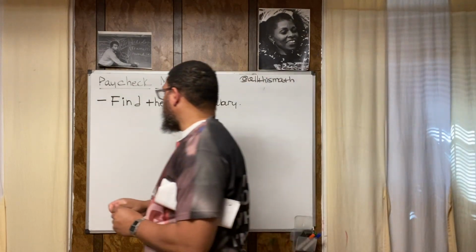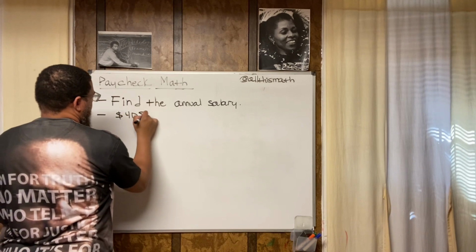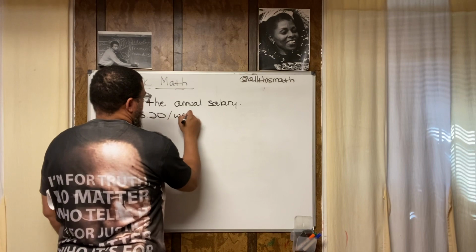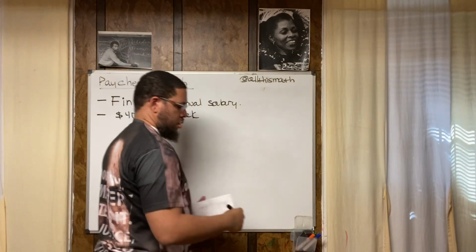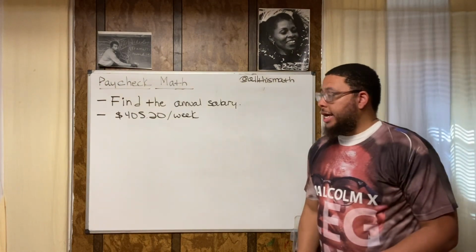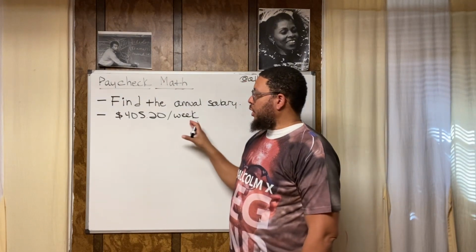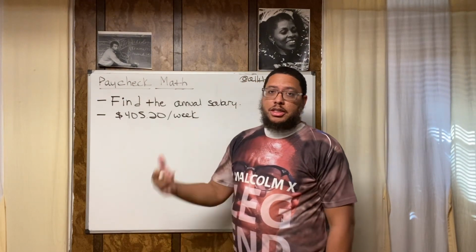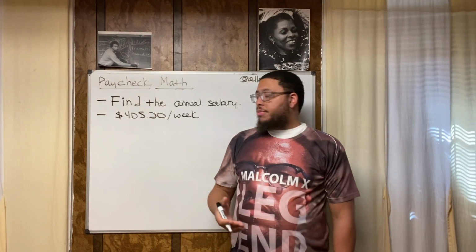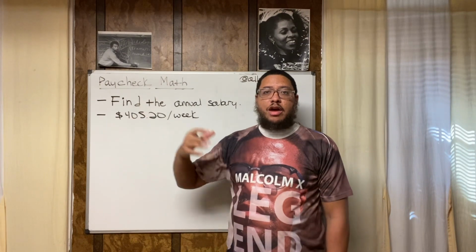All right, we're going to find the annual salary, and they make $405.20 per week. So annual means for the whole year, right? Now, if we know how much they make in 1 week, then we can figure out how much they make in a year in a few different ways. One way is we can just add up $405.20 for every week in a year.